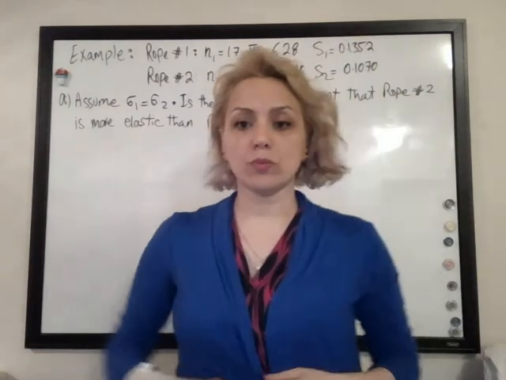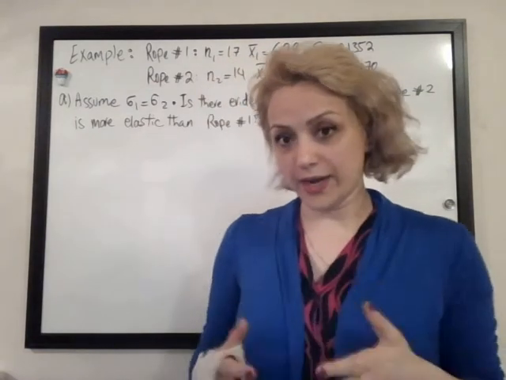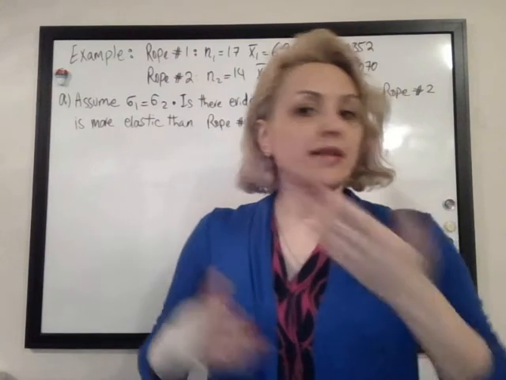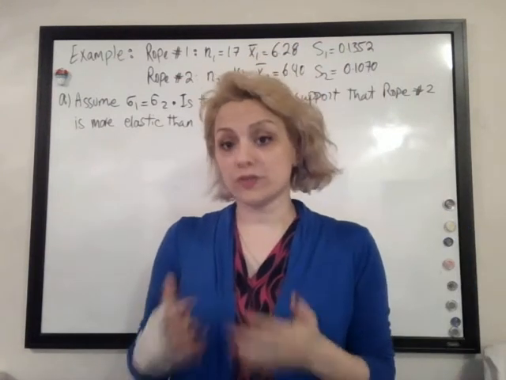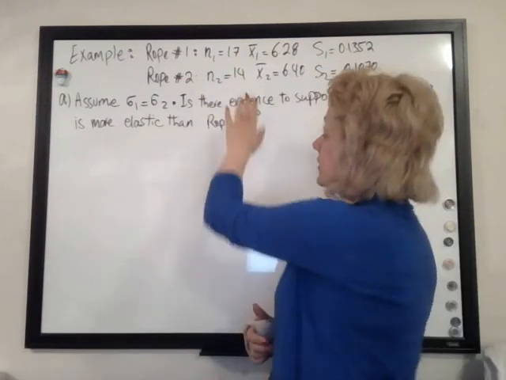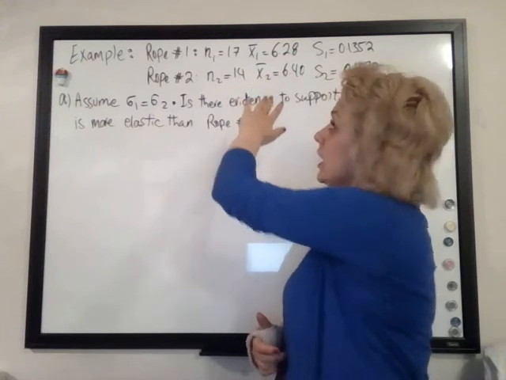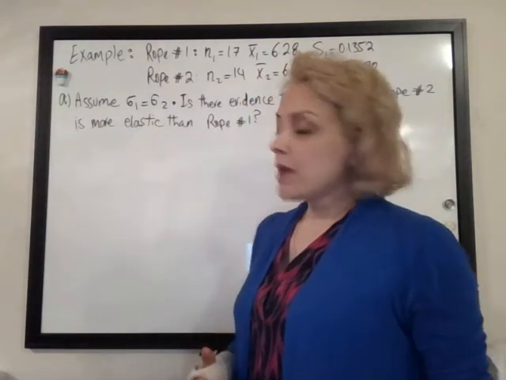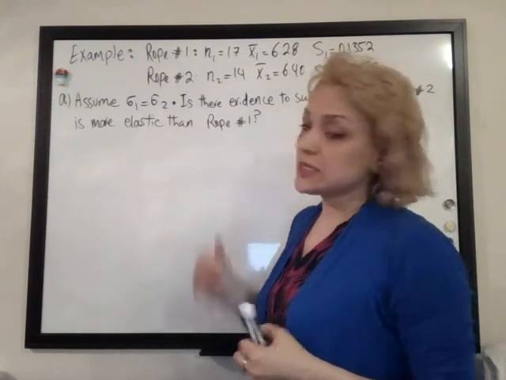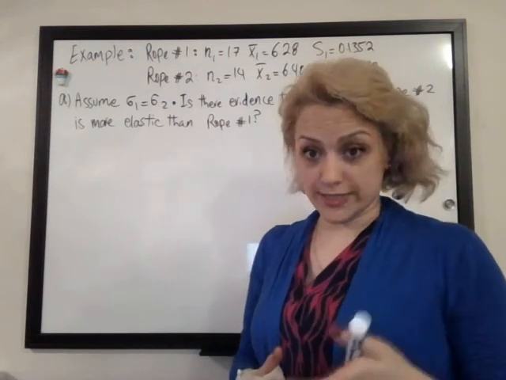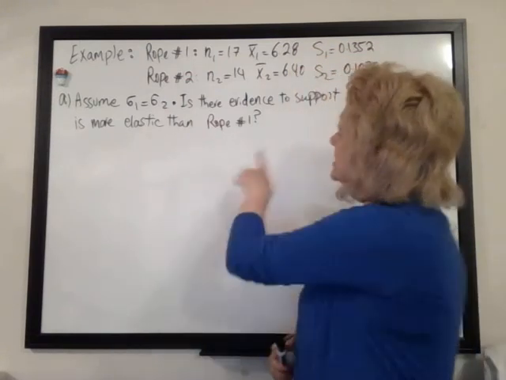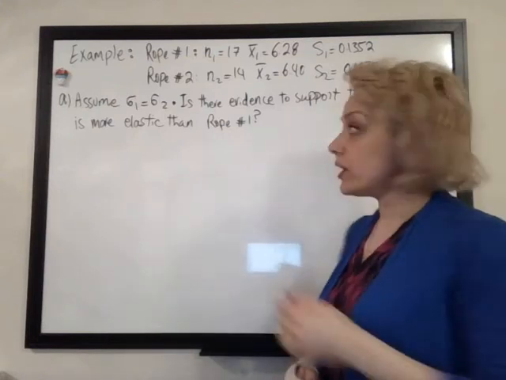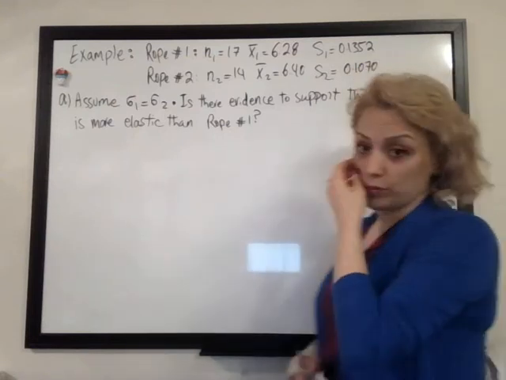We can find it. So generally, we're going to have data points, let's say 10 data points, and from these data points for the samples, we would find X bar 1 and X bar 2, and S1 and S2. We don't know the sigma, but here it says let's assume that sigma 1 and sigma 2 are the same. Is there evidence to support that rope number 2 is more elastic than rope number 1?